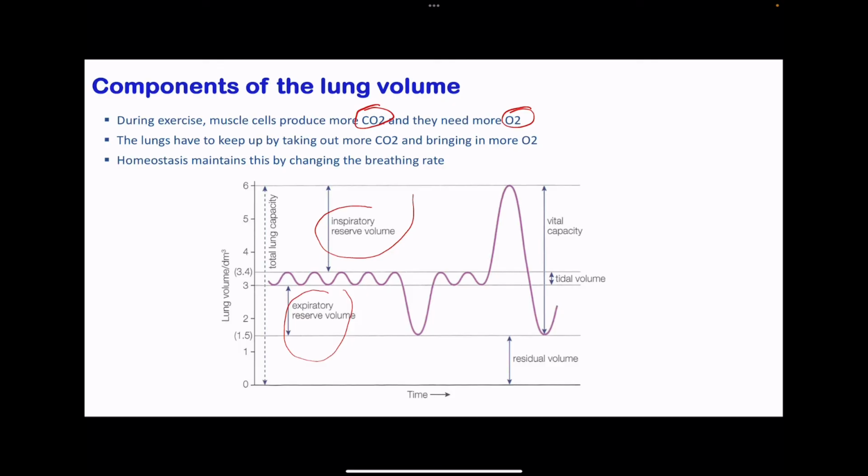Then we have the vital capacity, this one here. This is the total of the tidal volume and the expiratory as well as the inspiratory reserve volume. The total lung capacity, we see this one here. That is the sum of the vital capacity as well as the residual volume. The residual volume, which is this one here, is the volume of air that is left in the lungs after the strongest expiration possible. Inspiratory capacity is the volume of air that can be inspired from the end of a normal expiration. It is the total of the tidal volume plus the inspiratory reserve volume.